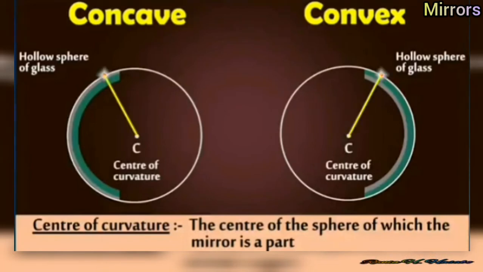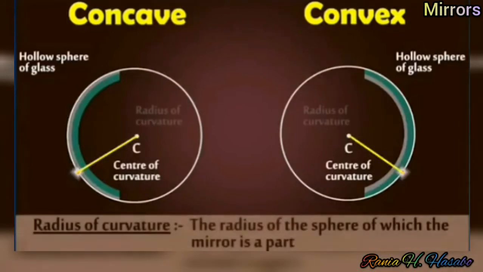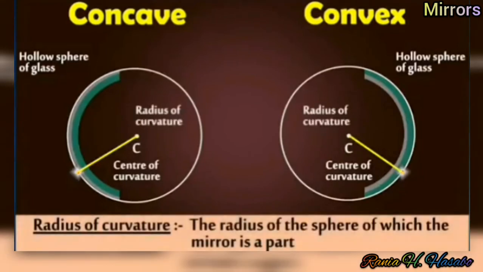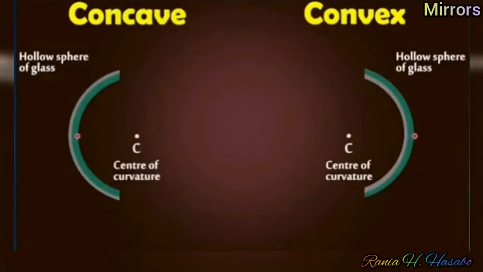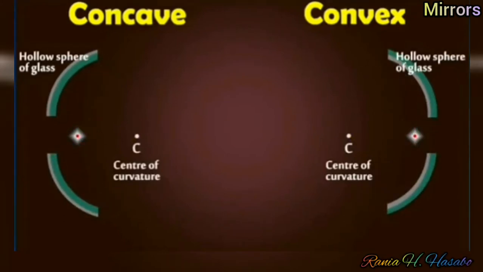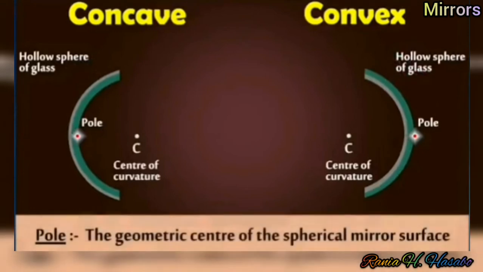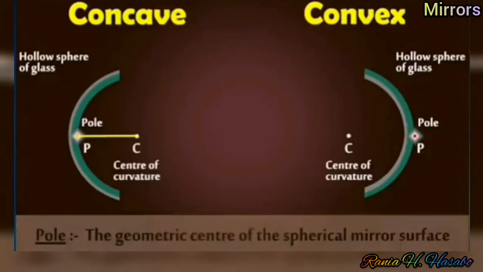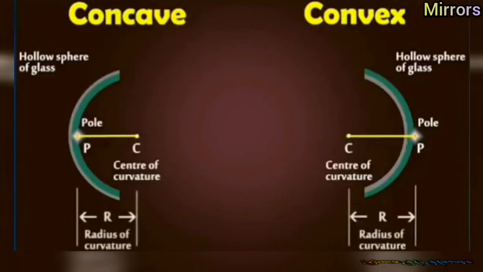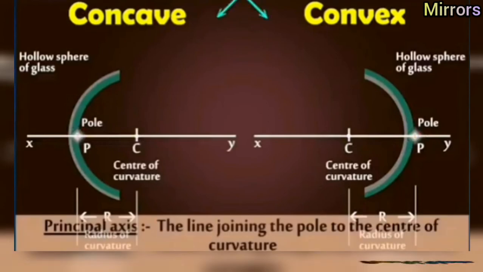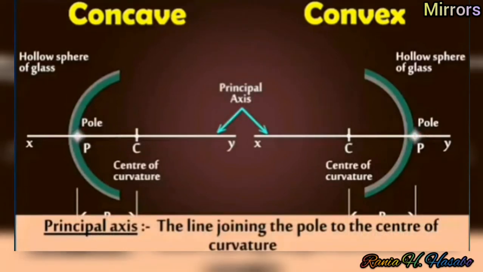center. This is called the center of curvature, represented as C. The distance between C and any point on the mirror is called the radius of curvature. It is the radius of the sphere of which the mirror is a part. While the point on the curve of the mirror which divides it into two equal halves is called the pole, represented as P. Now again, as P is on the circle, the distance between C and P is called the radius of curvature. While the line which passes through C and P is called the principal axis. The principal axis is the line joining the pole of the mirror to the center of curvature.